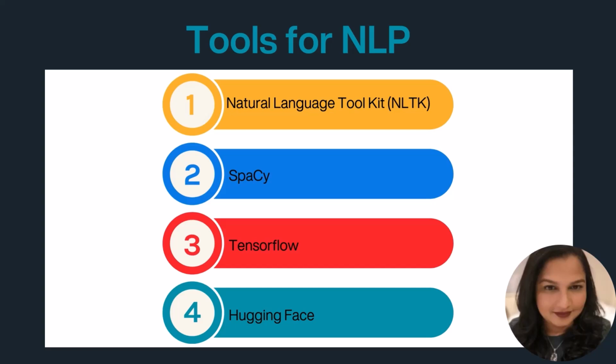TensorFlow. This is the go-to library for machine learning, and it's great for building and training deep learning models. And then finally, Hugging Face, famous for pre-trained language models like BERT and GPT. And this platform offers tools and models to easily integrate NLP into your projects.